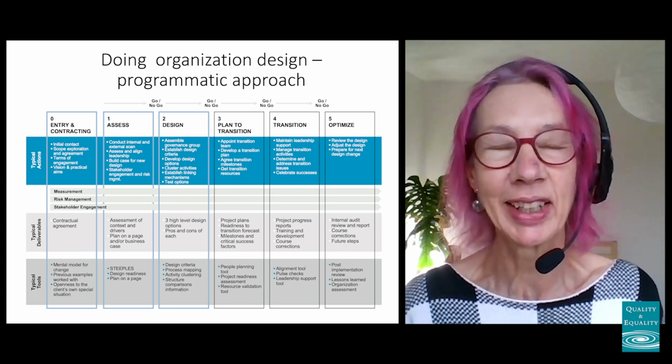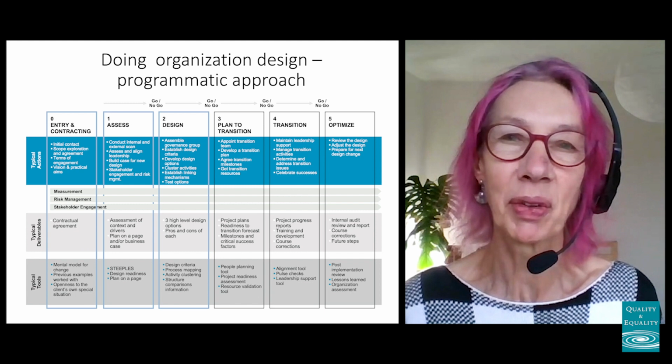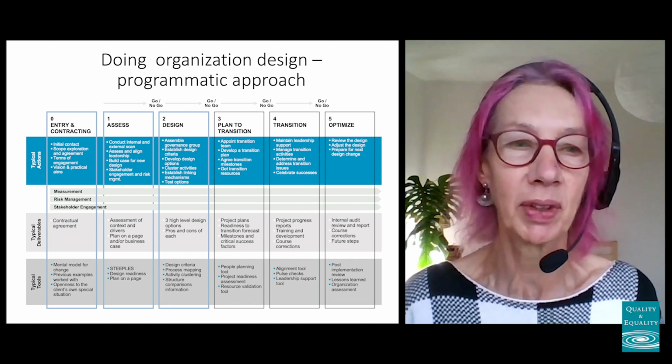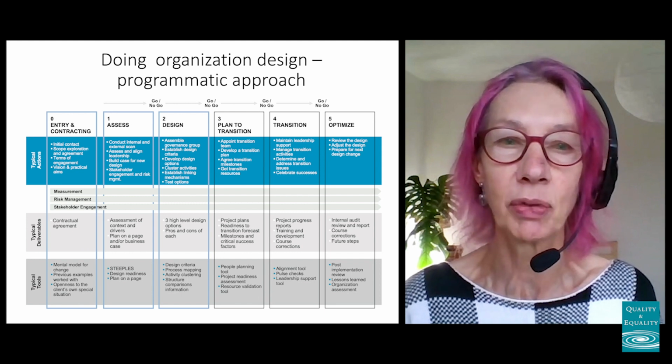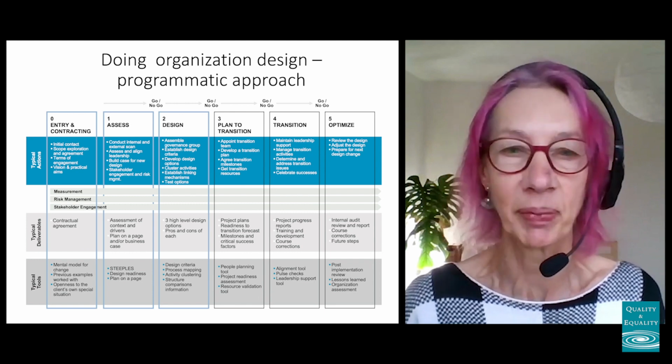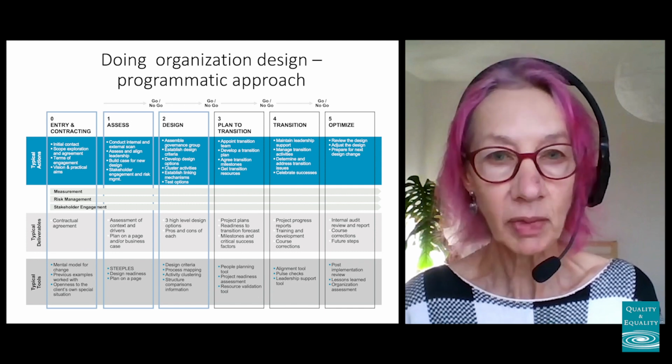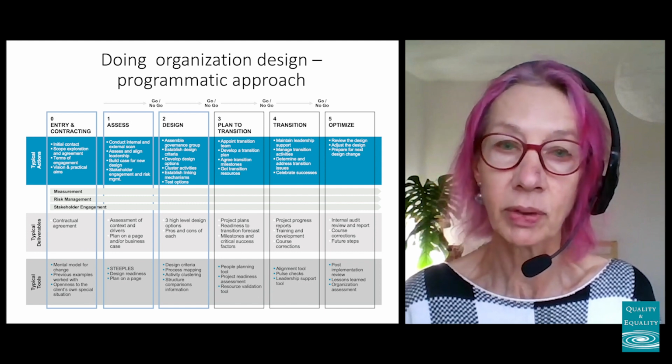Now, unfortunately, in my experience, a lot of organizations just want you to leap straight into design. They're not interested in the entry and contracting. They're not interested in you finding out what's going on. Just make it happen. And that invariably has enormous problems, because you don't know what the context is for designing.